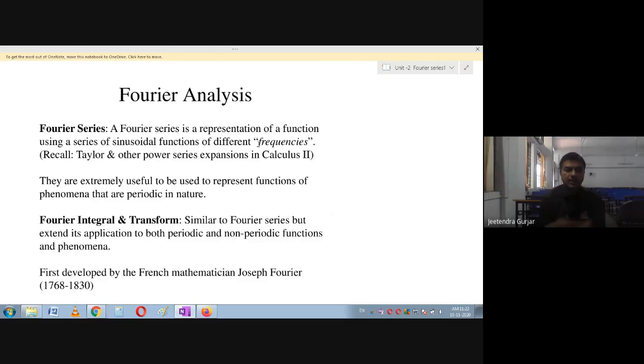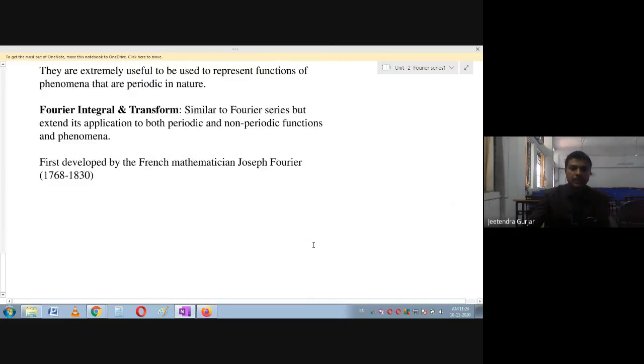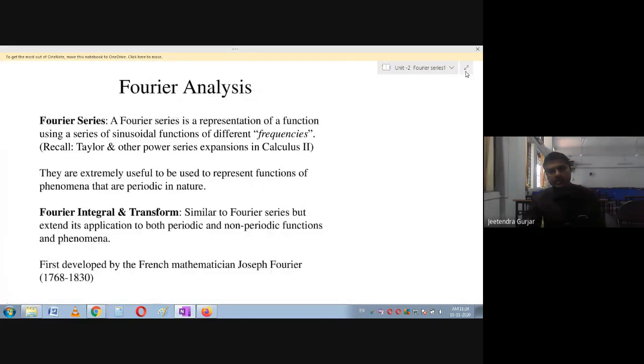And similarly, the Fourier integral and transformation is similar to the Fourier series, but extends its application to both periodic and non-periodic functions and phenomena. Students, the Fourier series is for periodic functions, but in the Fourier integral and transformation, you can see a large application with periodic as well as non-periodic functions and phenomena. It was first developed by the French mathematician Joseph Fourier, between 1768 and 1830. So this is a little bit about the Fourier analysis, Fourier series and Fourier transformation we have come across.